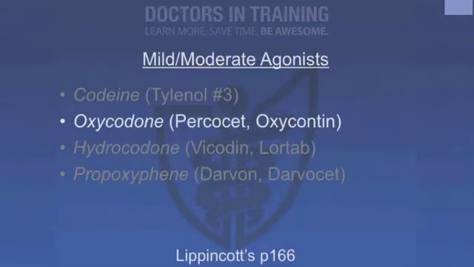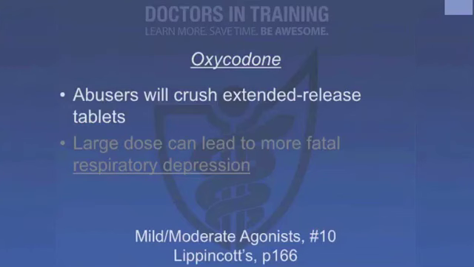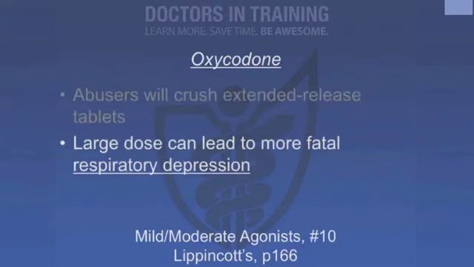Oxycodone sometimes is still considered one of the strong agonists. It is a Schedule II medication, meaning that you can't just write it on a regular prescription pad, at least here in Texas. So sometimes it's considered a little bit stronger, and it's often abused by patients who crush the extended release version. So oxycodone can be given once or twice a day, and people just crush that up and then they'll get a pretty good high. But that can lead to more respiratory depression and has been the cause of death in patients over the years.